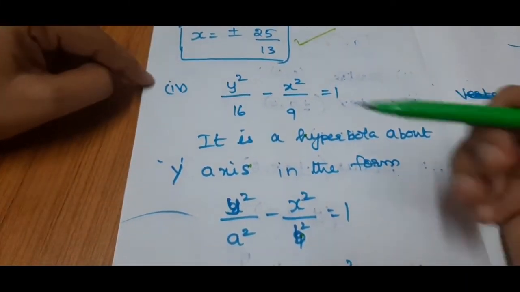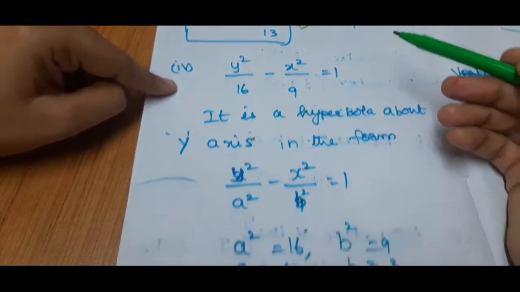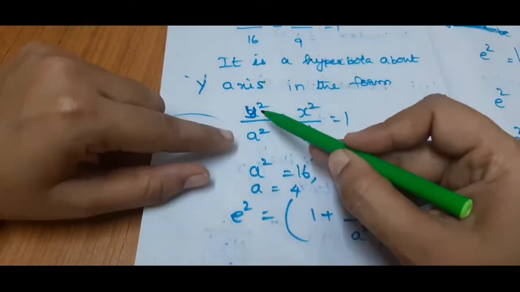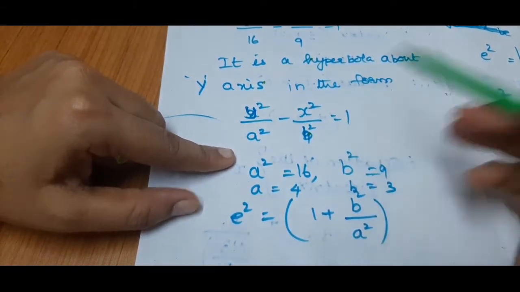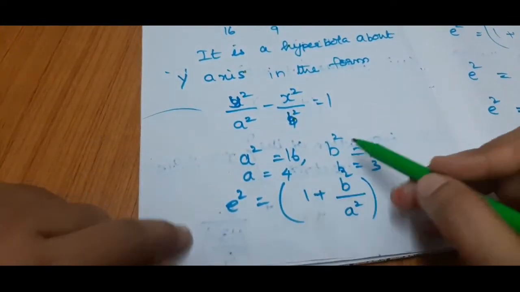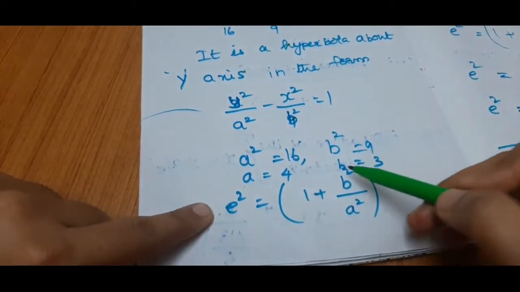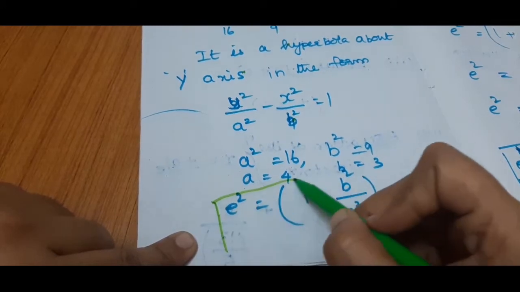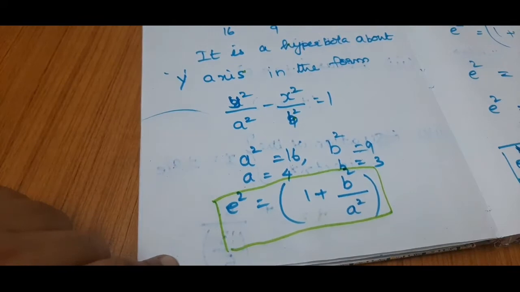Then the fourth question is y square by 16 minus x square by 9 is equal to 1. So it is a hyperbola about the y axis, in the form of y square by a square minus x square by b square is equal to 1. Here in the place of a square you have 16, in the place of b square you have 9. So a value will be 4 and b value will be 3. e square formula is 1 plus b square by a square.